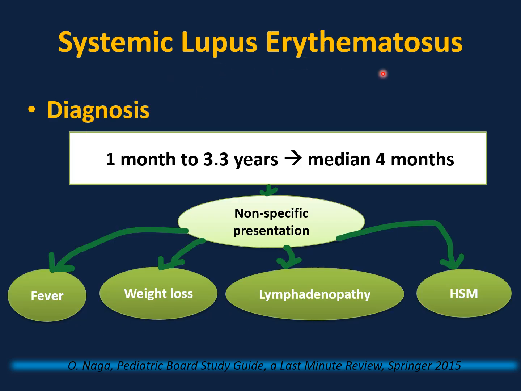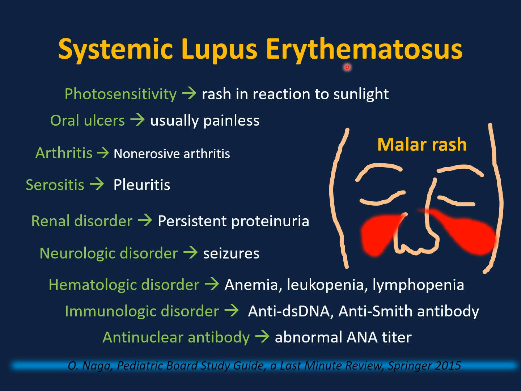Systemic lupus erythematosus: the diagnosis can be difficult and challenging because not all patients will present with malar rash and arthritis. Sometimes it takes 1 month to 3 years from the onset of symptoms for the diagnosis to be made, because of non-specific presentation like fever, weight loss, lymphadenopathy, hepatosplenomegaly. So the message here: if you have a patient presenting with non-specific symptoms and you cannot make sense of the combination of these symptoms, the best thing to order is ANA, because this can make the diagnosis of systemic lupus erythematosus faster. Any organ can be affected by systemic lupus erythematosus.